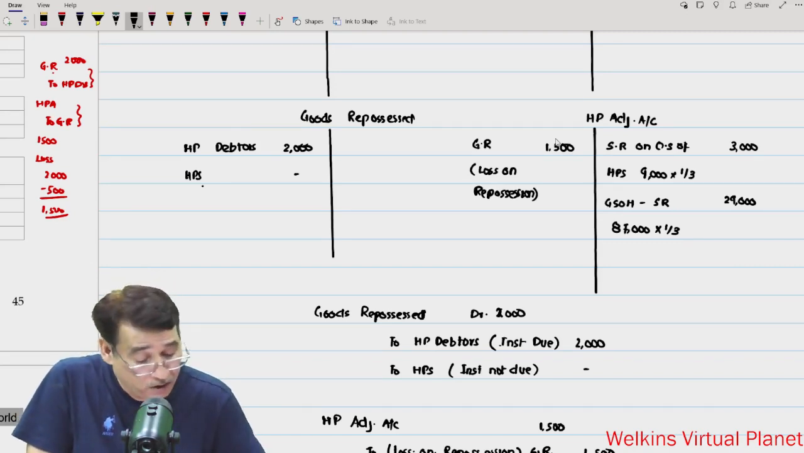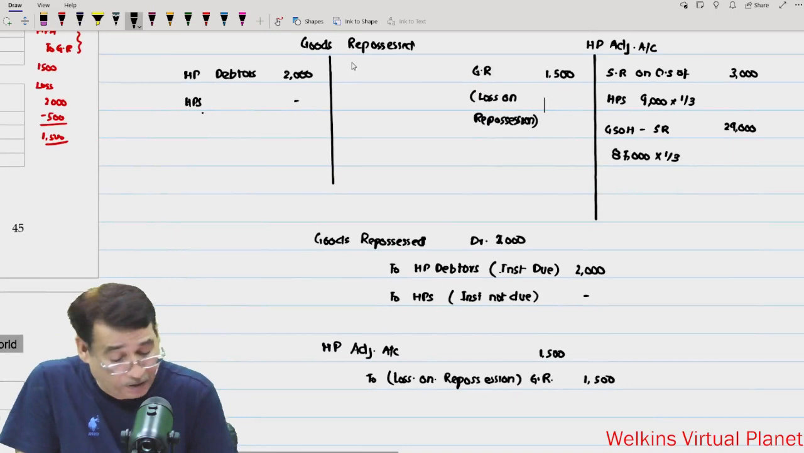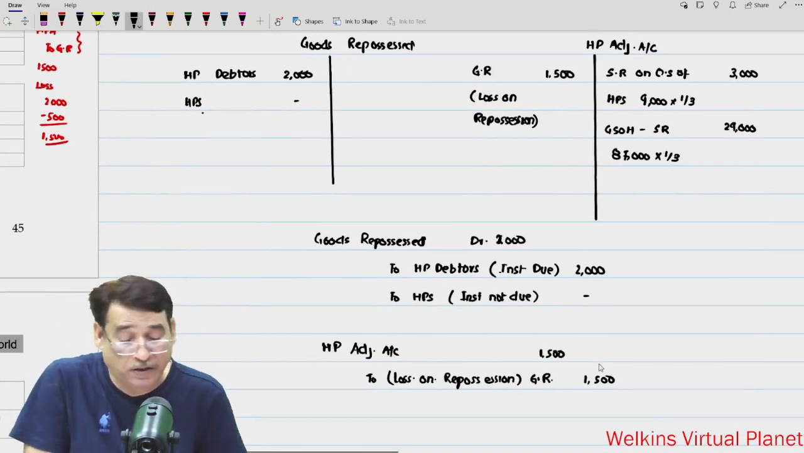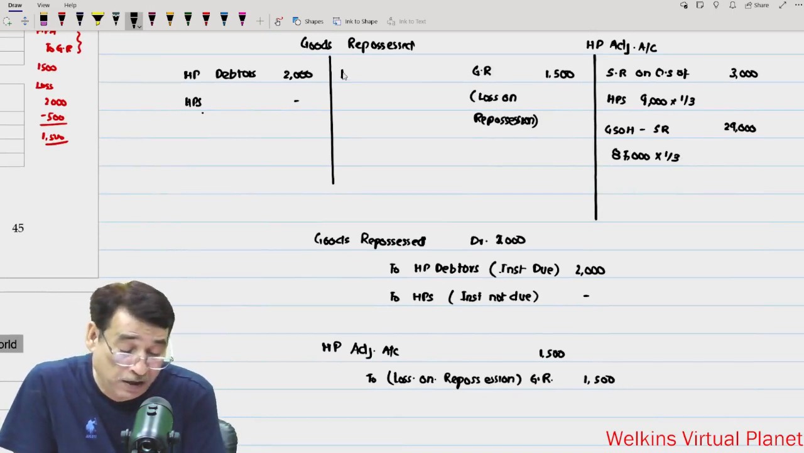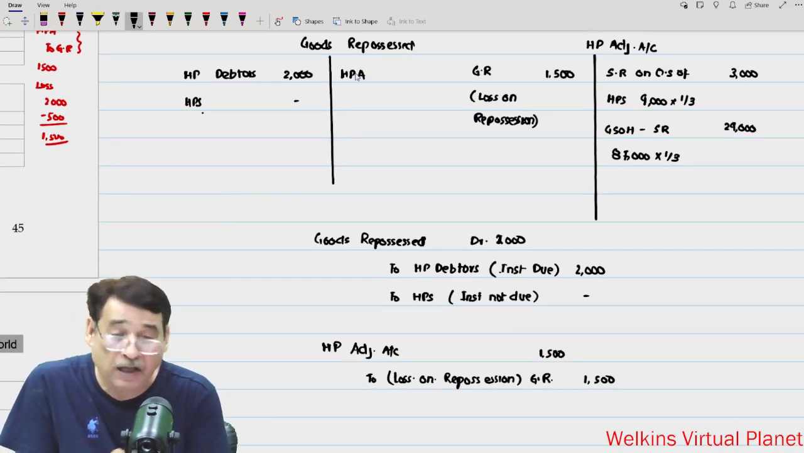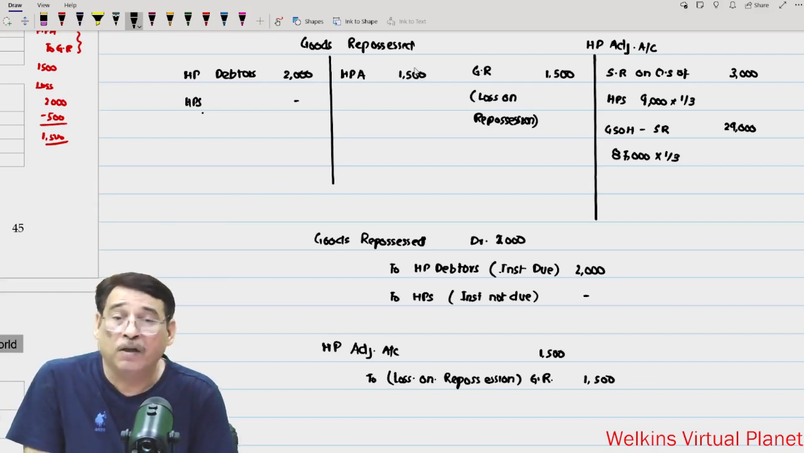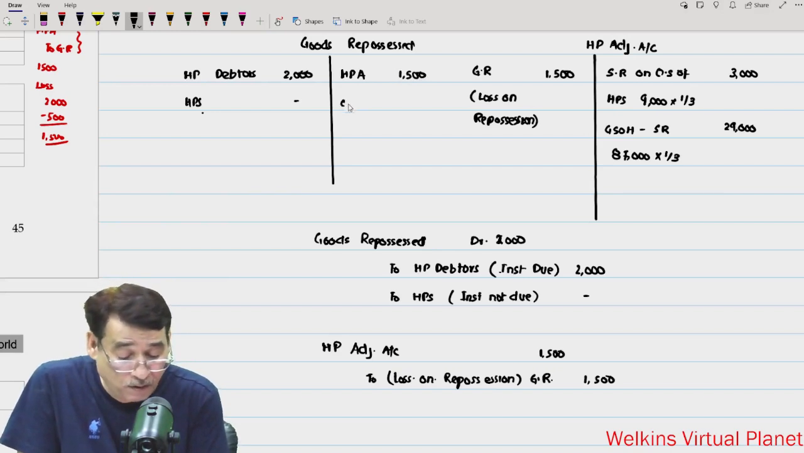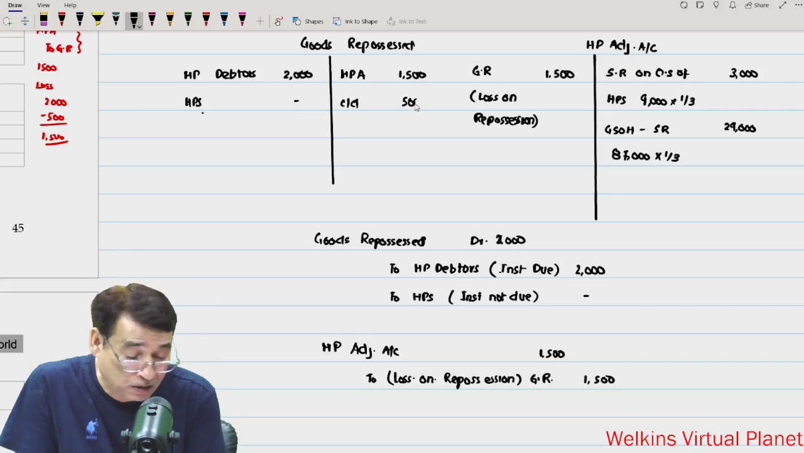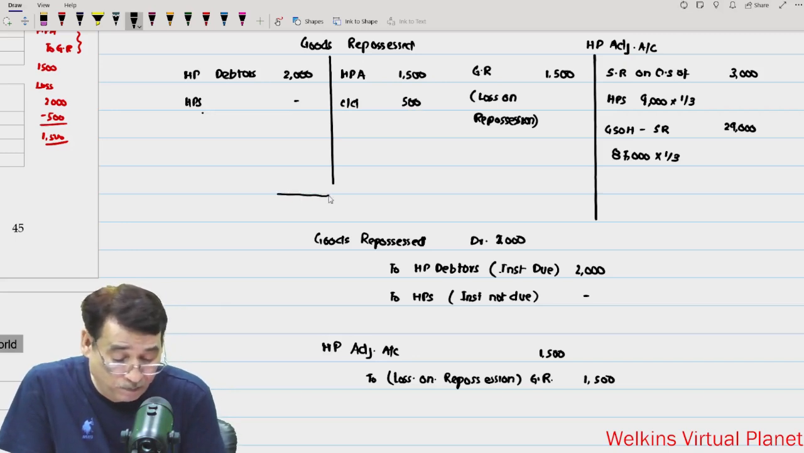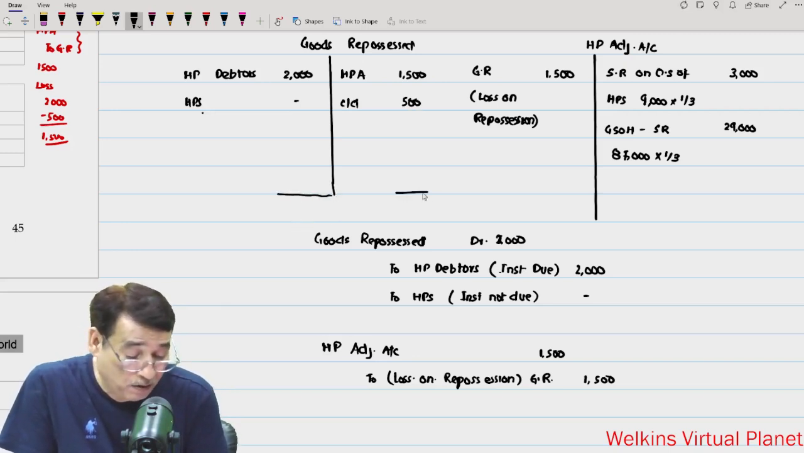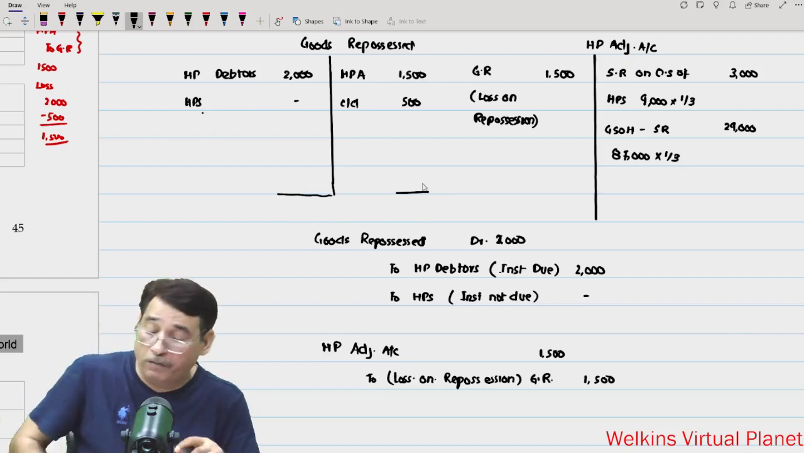Perfect. And in the goods repossessed account, because it is getting credited, you will write here by hire purchase adjustment account, that is equal to 1,500. And now, whatever balance is there, you will simply write it as balance carried down. So this is the full treatment of goods repossessed.